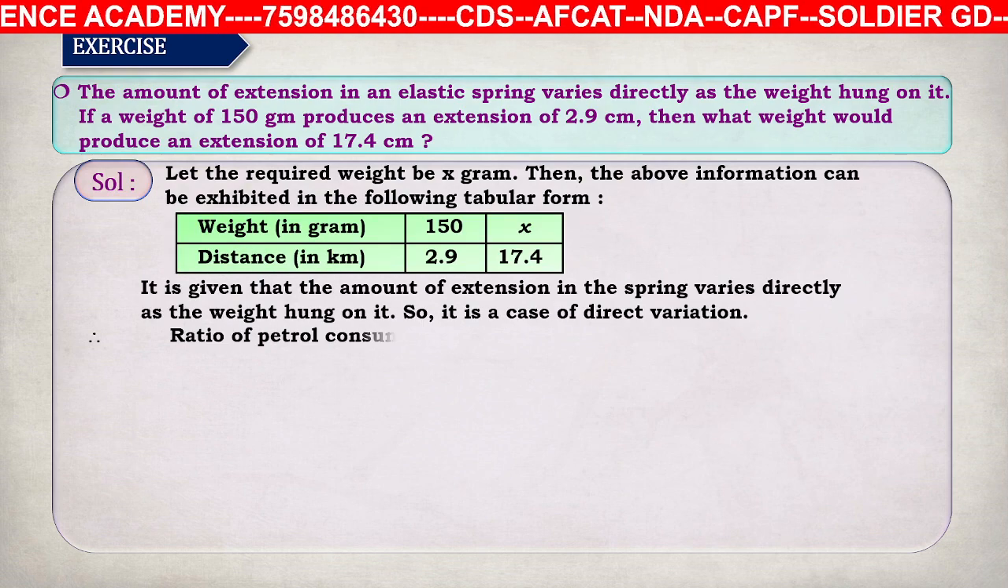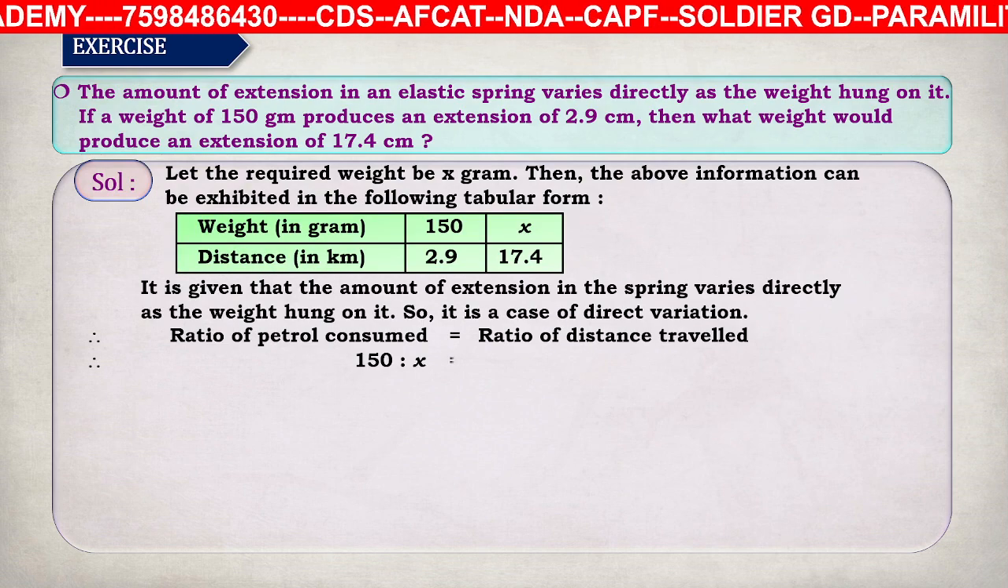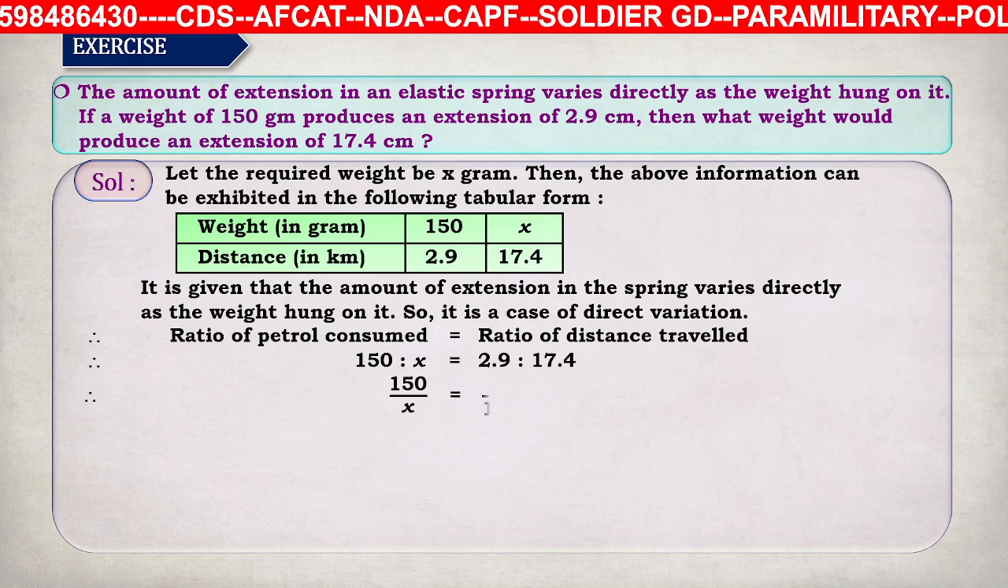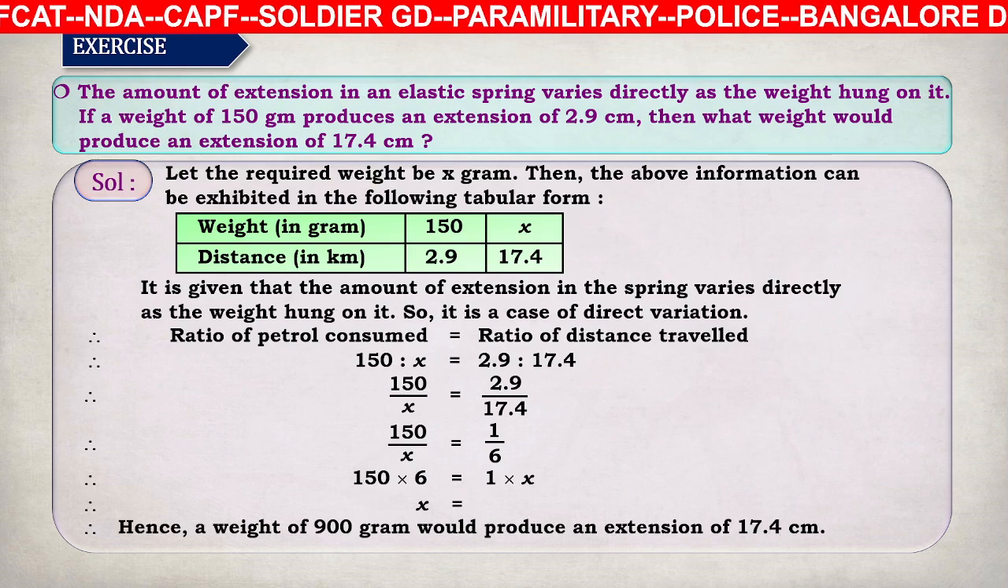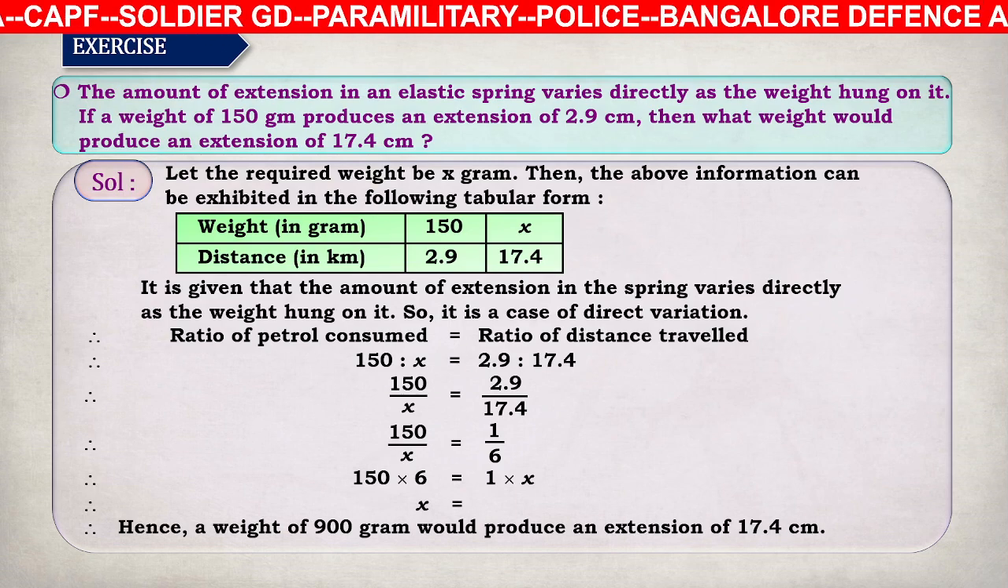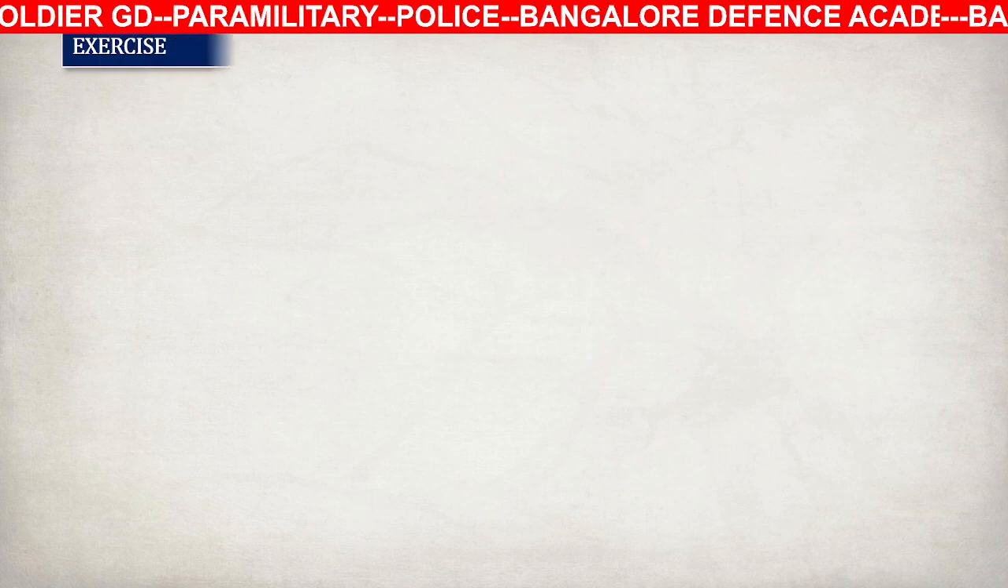So you have to find the direct proportion. Okay, so now 150, you have to find the value of x, and when you find the value of x, you get it as 900 grams. Okay, so the weight put there is 900 grams.